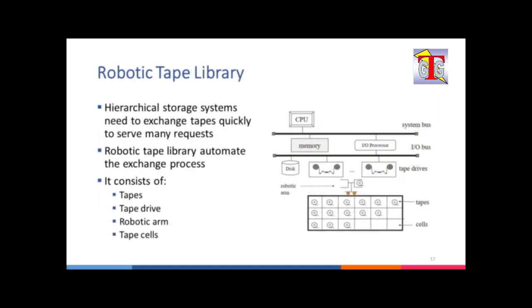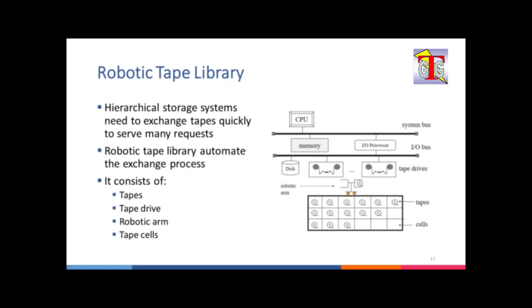Now we will discuss the robotic tape library. Large hierarchical storage systems need to store many objects. These systems need to exchange tapes quickly so that they can serve many requests. Robotic tape libraries perform the exchange operation automatically so that manual operations are avoided.